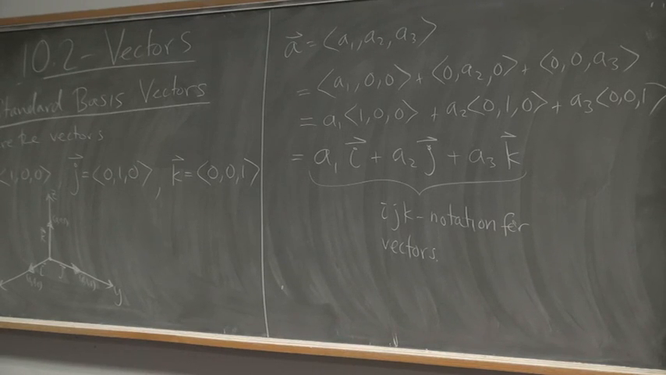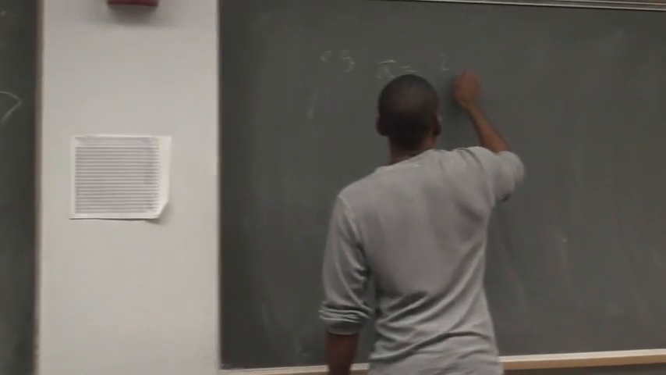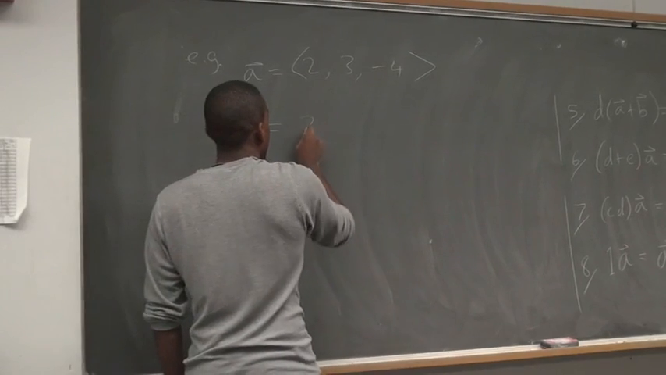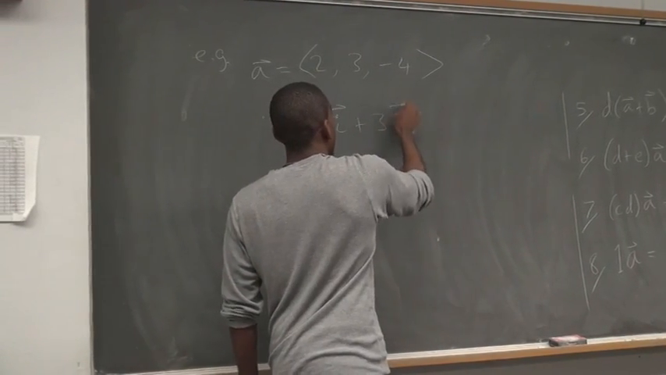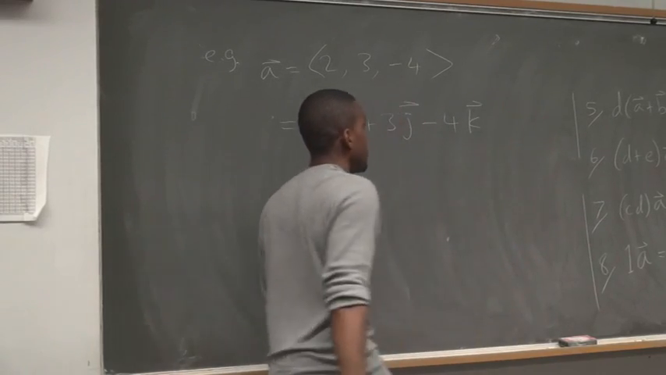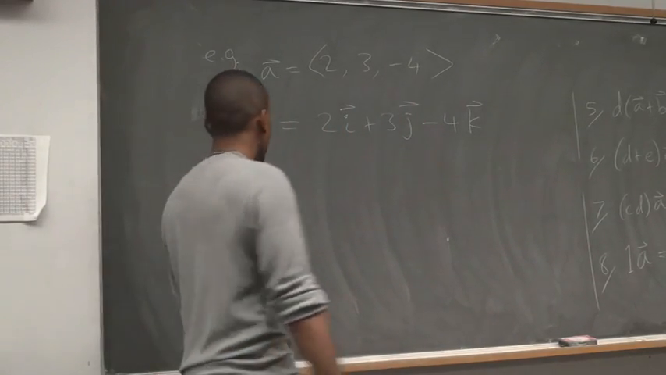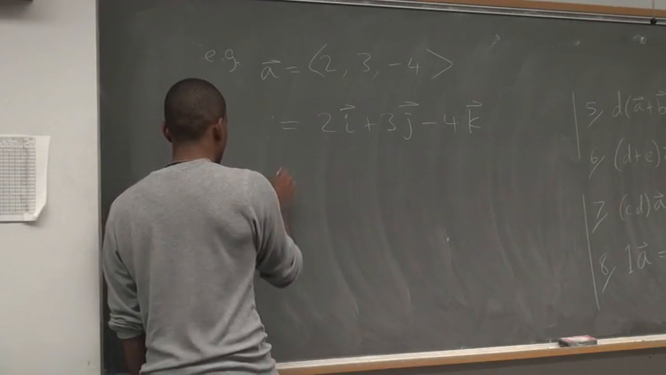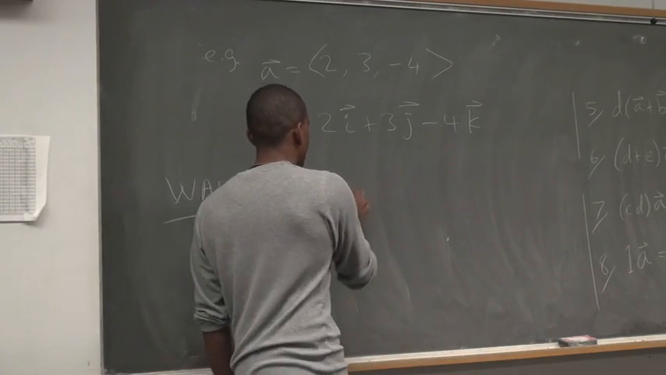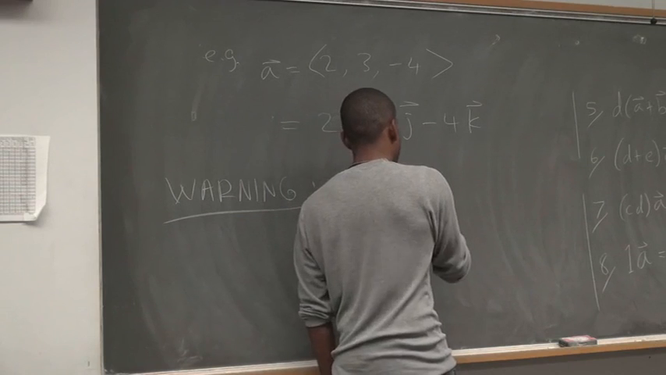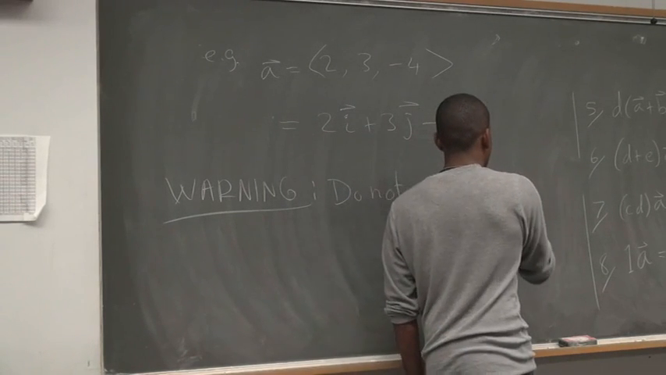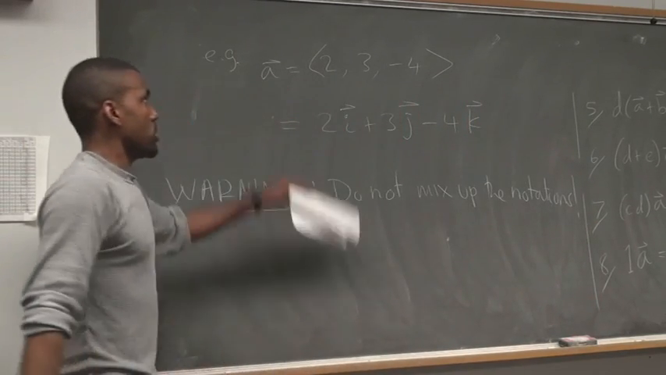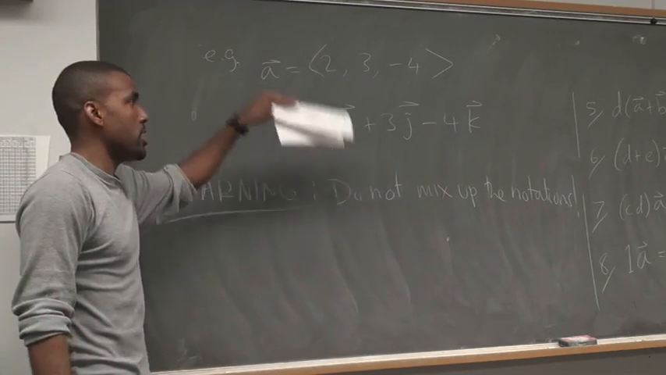For example, the vector 2, 3, minus 4 equals the vector 2i plus 3j minus 4k. You can write one or the other. They mean the same thing. Don't mix the notations. If you're using brackets, you shouldn't have ijk. If you're using ijk, you shouldn't have the brackets.